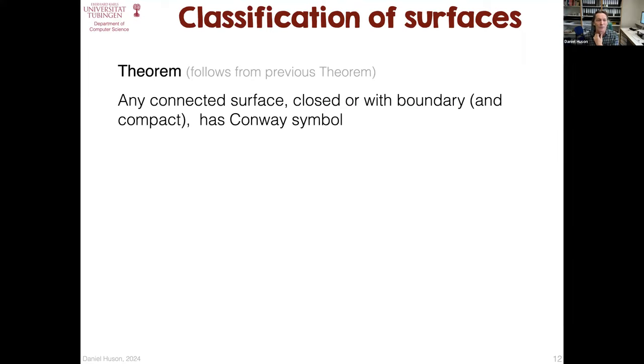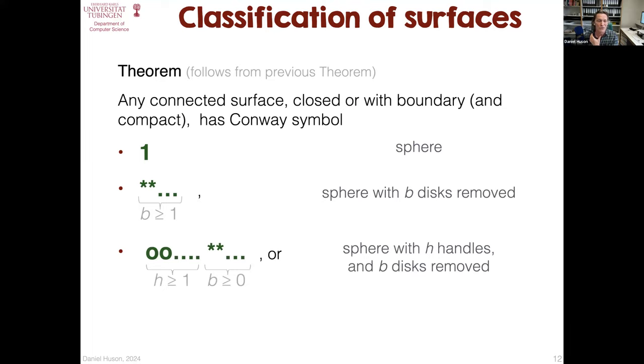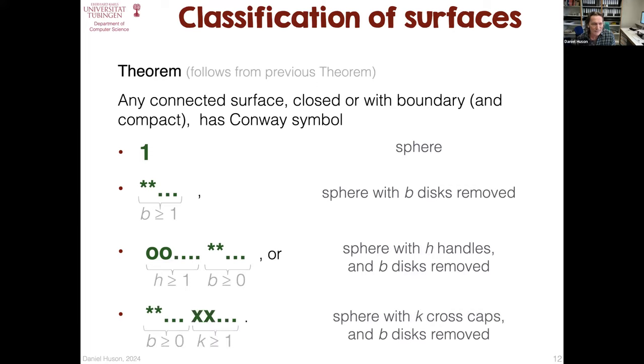We can extend that previous theorem and say that any connected surface, closed or with boundary, is either a sphere, so it has notation one, or it's a sphere with B disks removed, or it's a sphere with handles and B disks removed. Okay, so that's all nice stuff, and it goes back over 100 years.